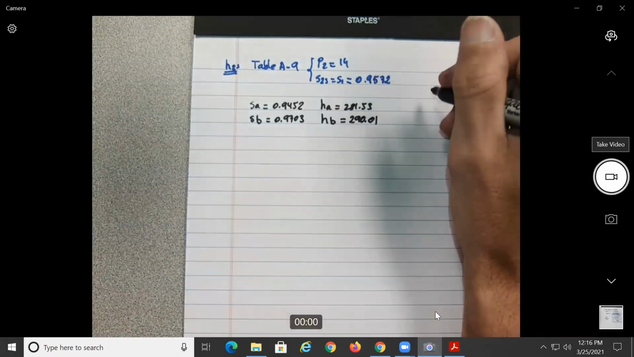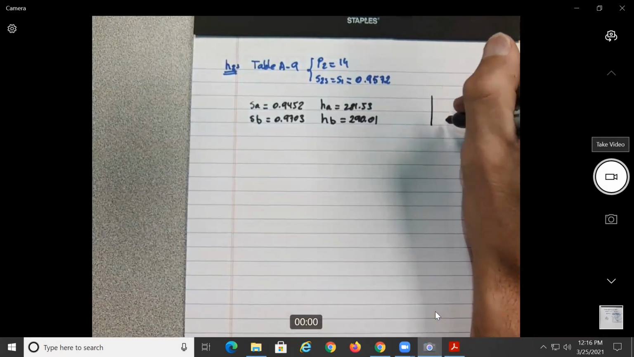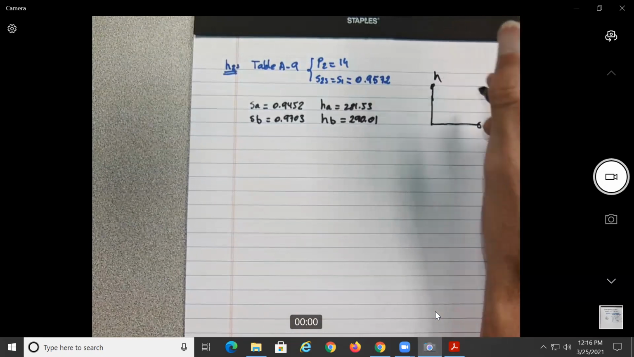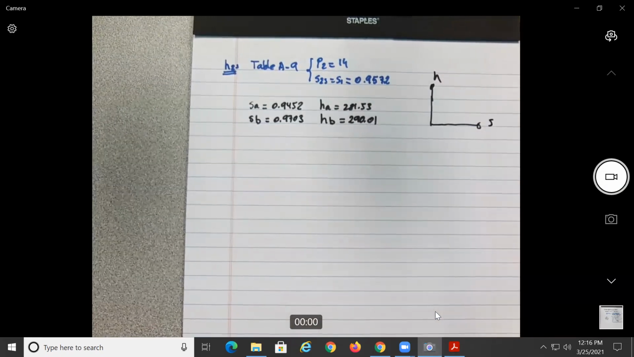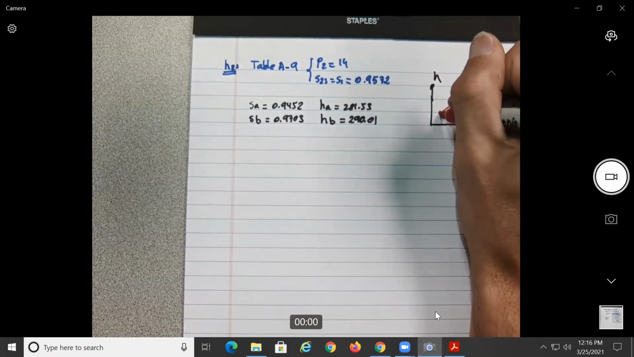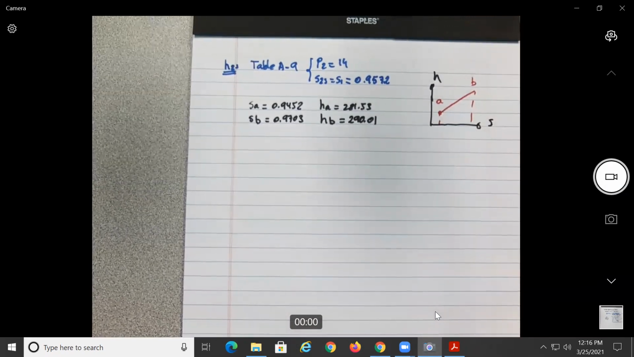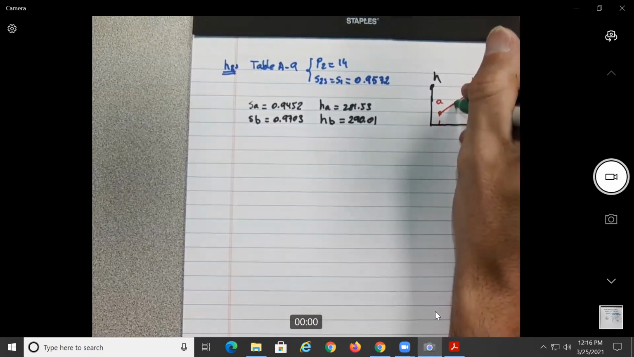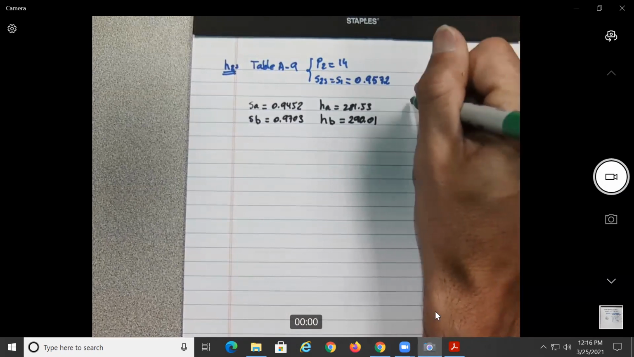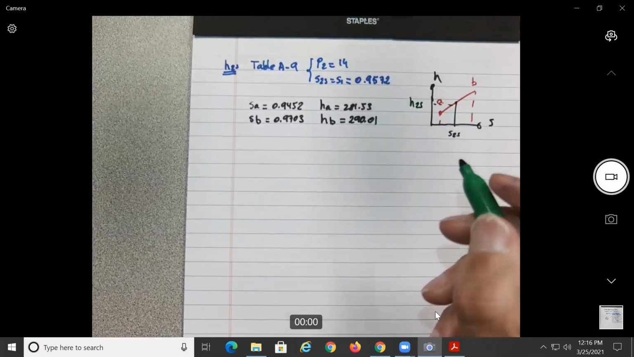Okay, and hopefully by now you know how to do that without the figure. I'm not gonna redo it all the time. Let's do it very quick here. A, B, okay. I will try to find the value here. S to S. This would be H to S.